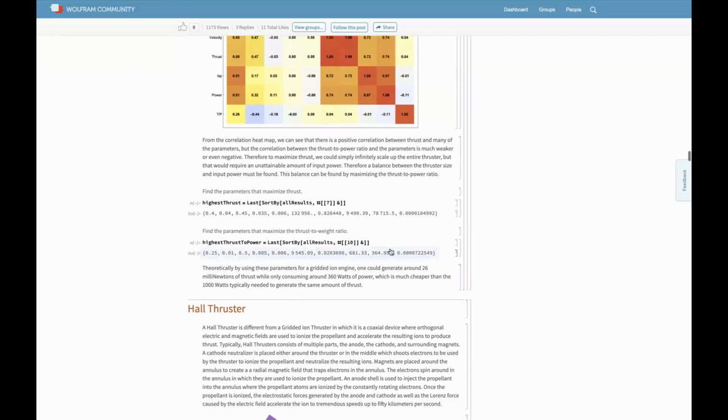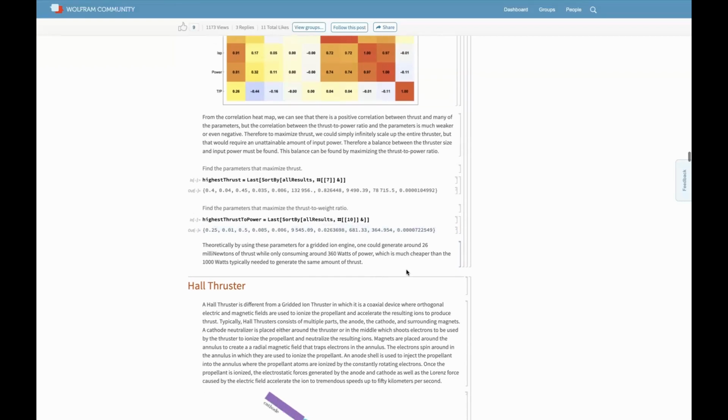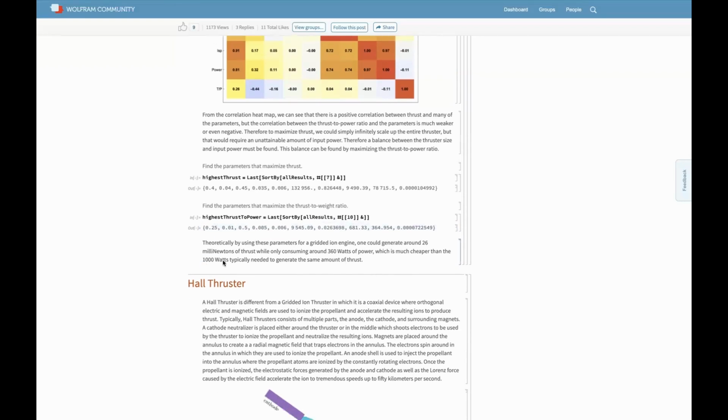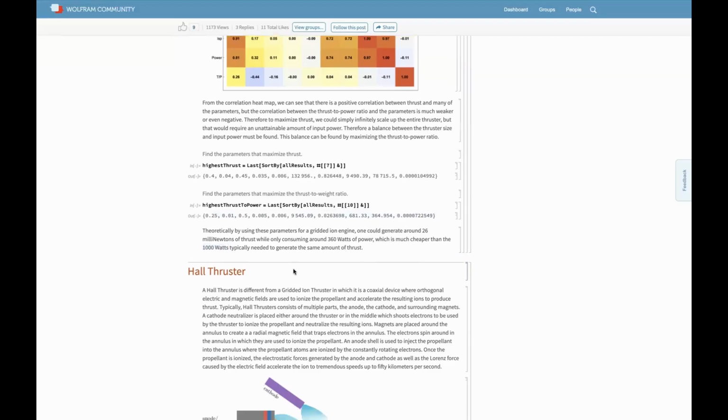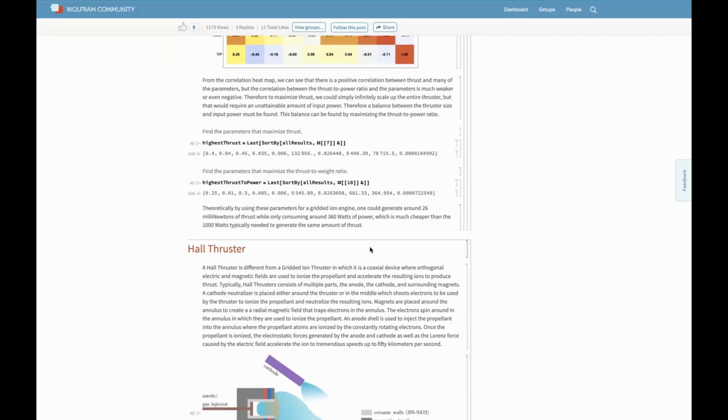Whereas the typical ion thruster needs about 1,000 watts to generate the same amount of thrust. And so here we're able to see we're almost at a third. We're able to slash the energy, to increase energy efficiency by about 3 times.